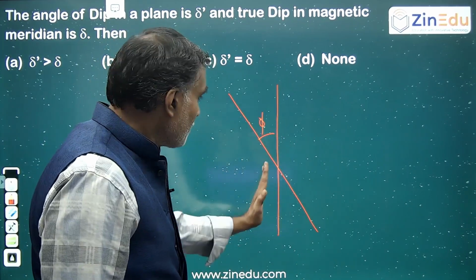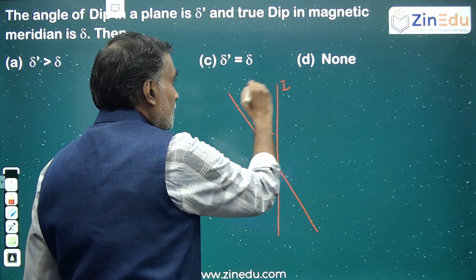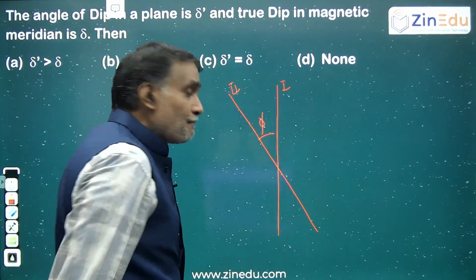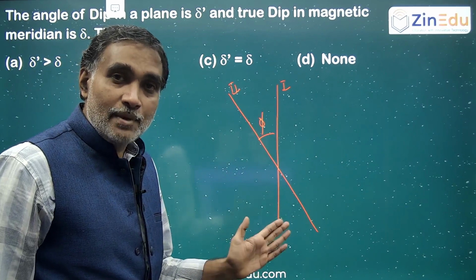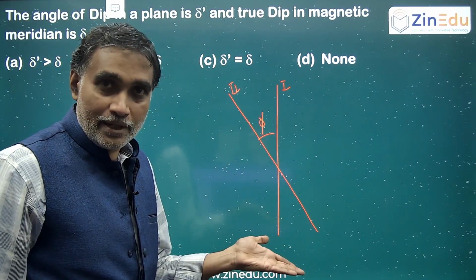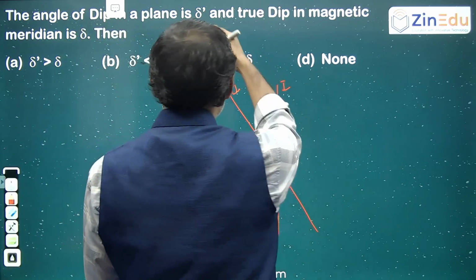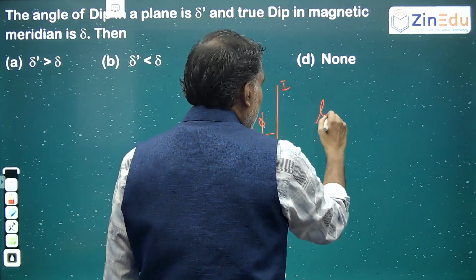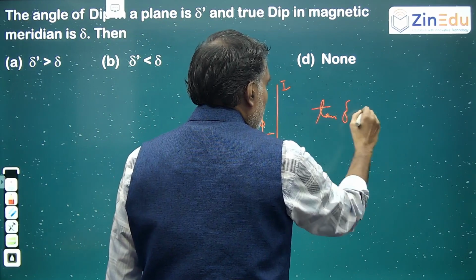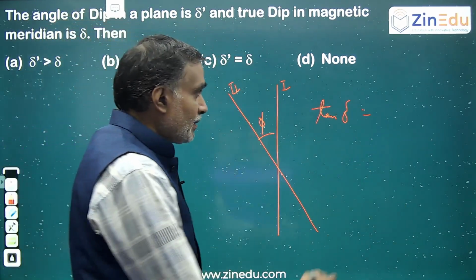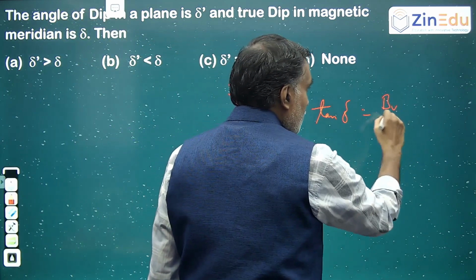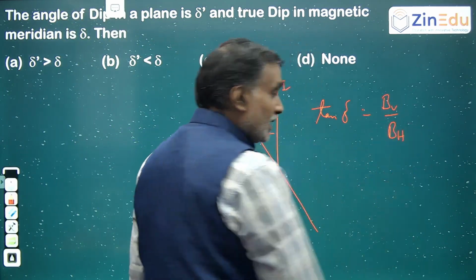Then what is dip in magnetic meridian? Let us say this is plane 1, this is plane 2. So what is dip in magnetic meridian? It is the angle the magnetic field makes with horizontal component of magnetic field, that is delta. So what is tan delta? It is nothing but Bv by Bh, the vertical component of magnetic field by horizontal component. This is in magnetic meridian.